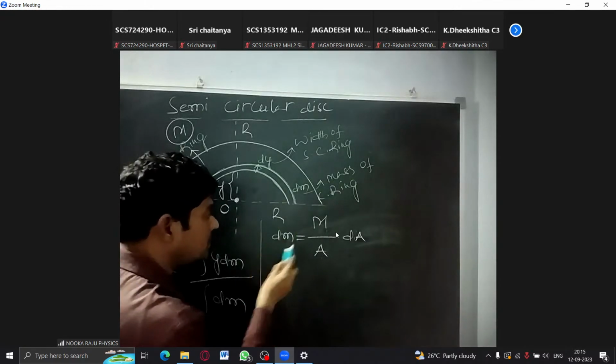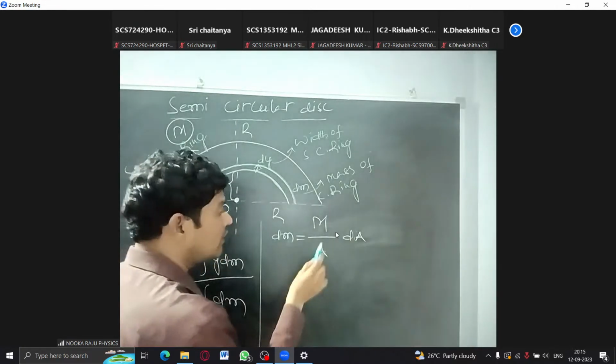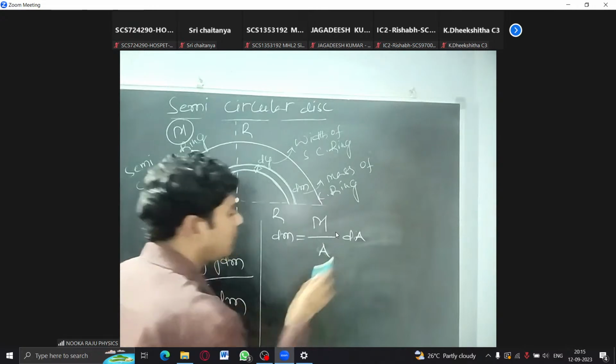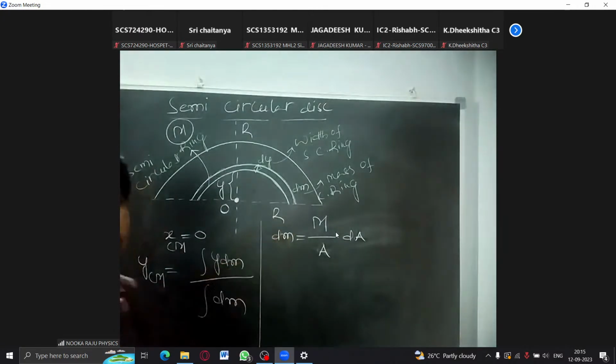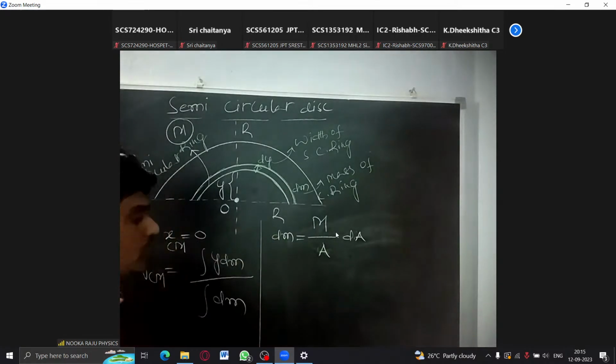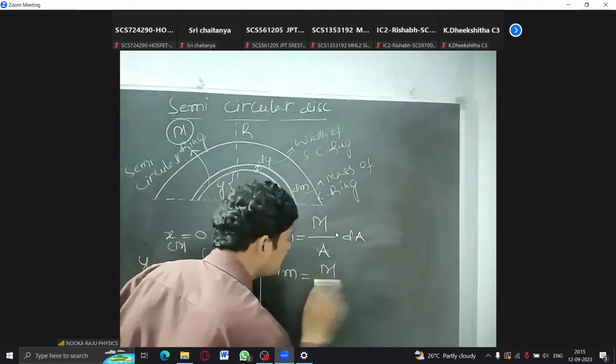So dm is equal to M by A, why do we write A? Because of per unit area, what is the elemental mass of the given disk? Sorry, ring. So simply we can write dm is equal to M by, we know the area.